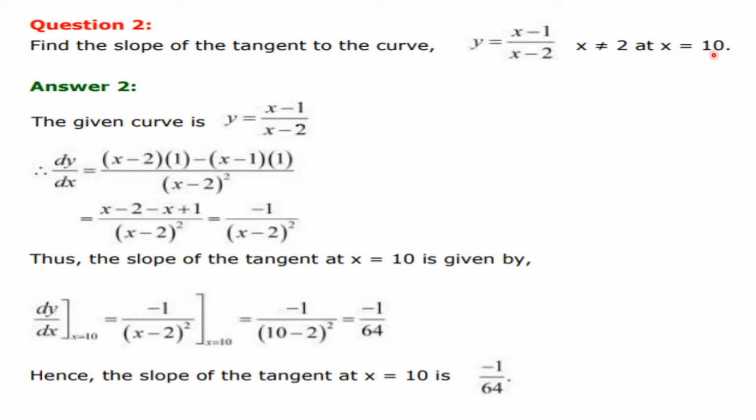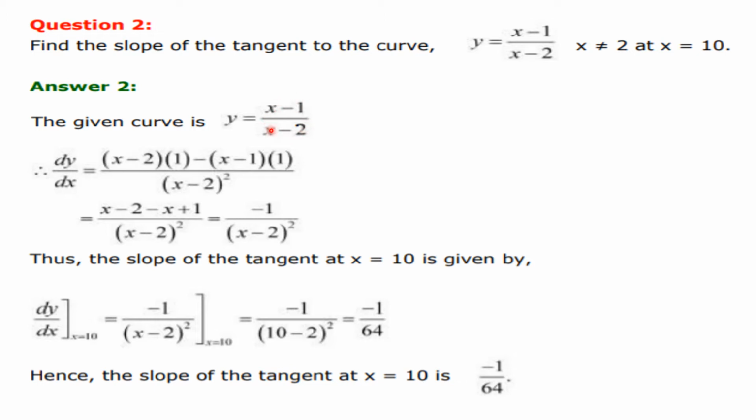Then what are the steps to be followed? First of all, we have to find the derivative of this given curve. Remember this point, my children: when you see the terms tangent and normal, immediately find the derivative of the given function. Now come to the solution part. What is the given curve? y is equal to x minus 1 by x minus 2. Then dy by dx is equal to, which formula can be used here?